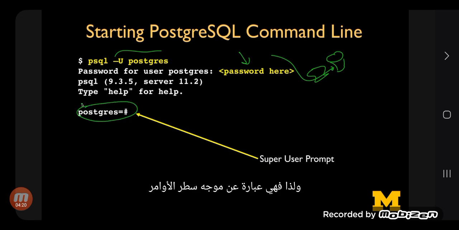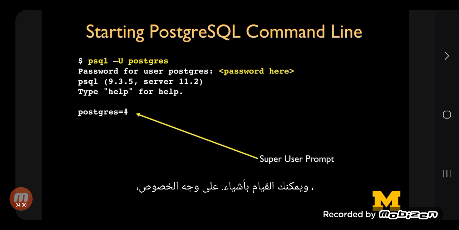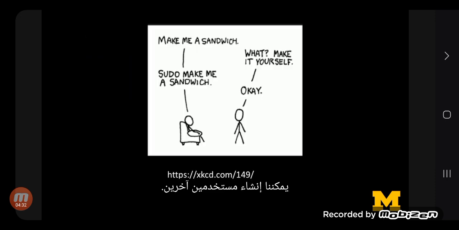And so it's a command line prompt. And the # is kind of the Unix old school way of saying you are the super user. And you can do things. In particular, we can create other users.